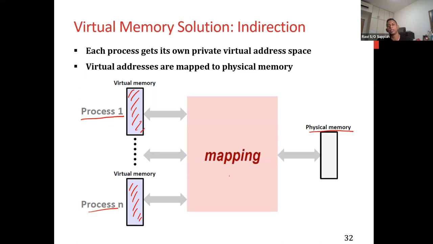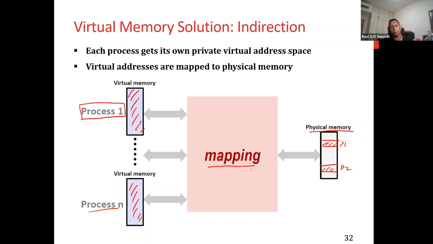So what I need to do is, when I launch process one, I must be able to map it. A mapping needs to be done for process one, for example, to be allocated a certain part of the memory. Then when process two comes along, it needs some memory. I allocate another region for process two and so on.